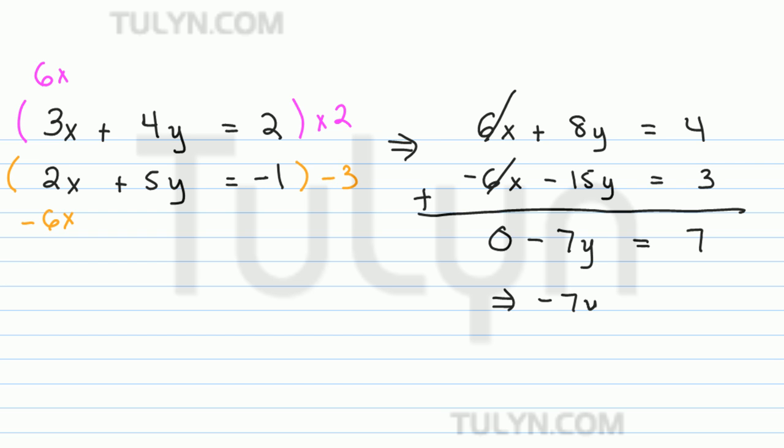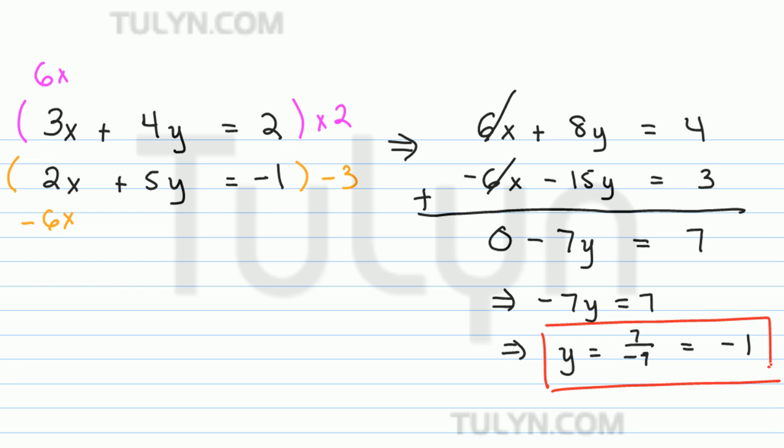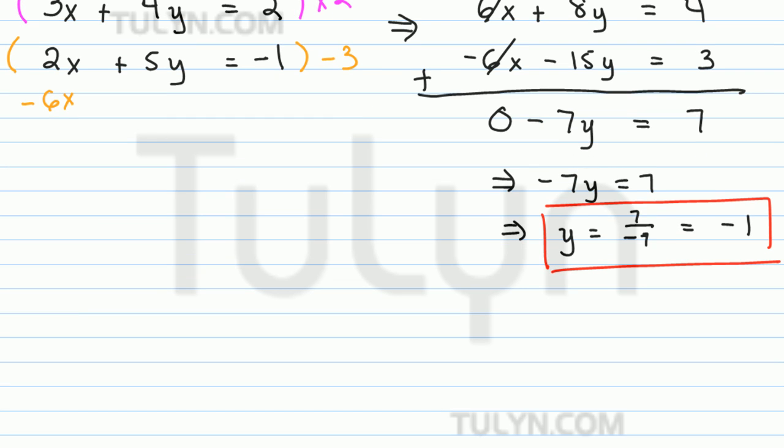Simplifying this out, we get minus 7y is equal to 7. So y is equal to 7 over negative 7, which is also known as negative 1. So now we have our solution for y. And so now we want to find x, because remember these are in two variables, the x and the y. So we want to find the solution for x.